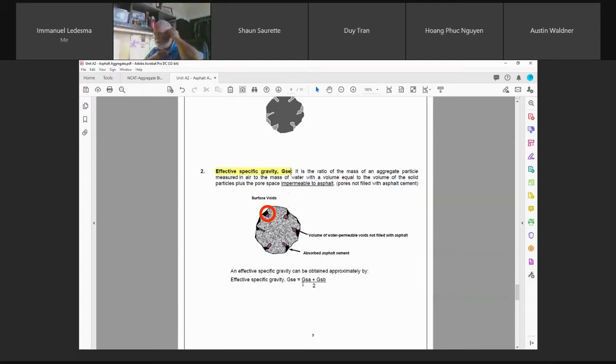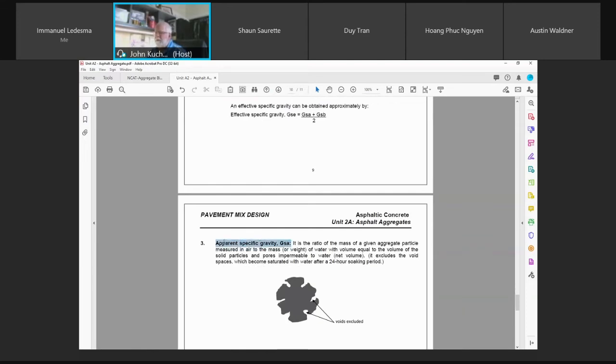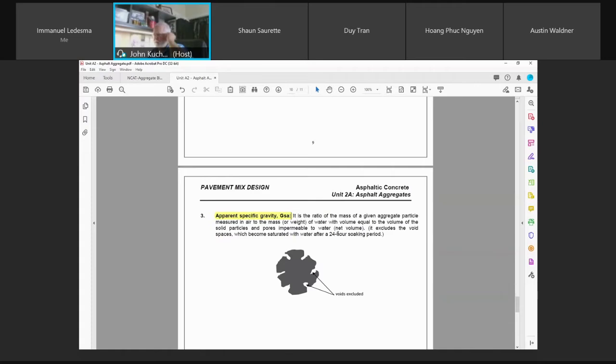So if you know the bulk and the apparent, you can get a rough average. However, there are formulas for each one that we'll go through on the next slide shortly, and also through our lab. So we got the effective. And then we have what's called the apparent, and you remember that only includes the inert aggregate. It's the ratio of the mass of a given aggregate to an equal volume of water. It excludes the void spaces, which become saturated with water if you were doing an absorption test. So it's only the inert aggregate.